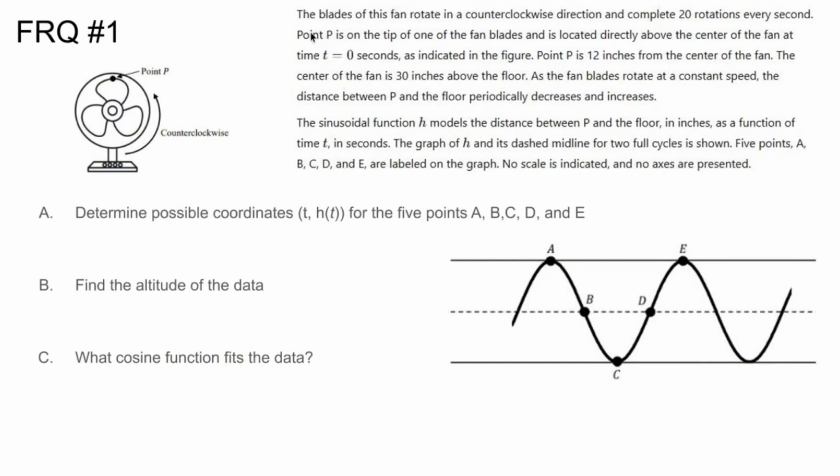You never know. The blades of this fan rotate in a counterclockwise direction and complete 20 rotations every second. Point P is at the tip of one of the fan blades and is located directly above the center of the fan at time t equals 0 seconds.